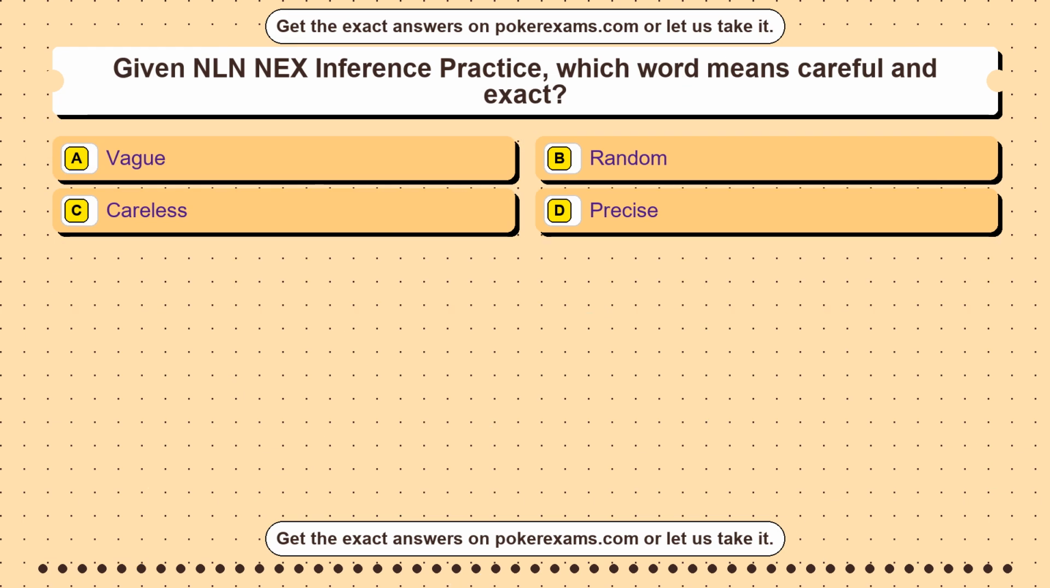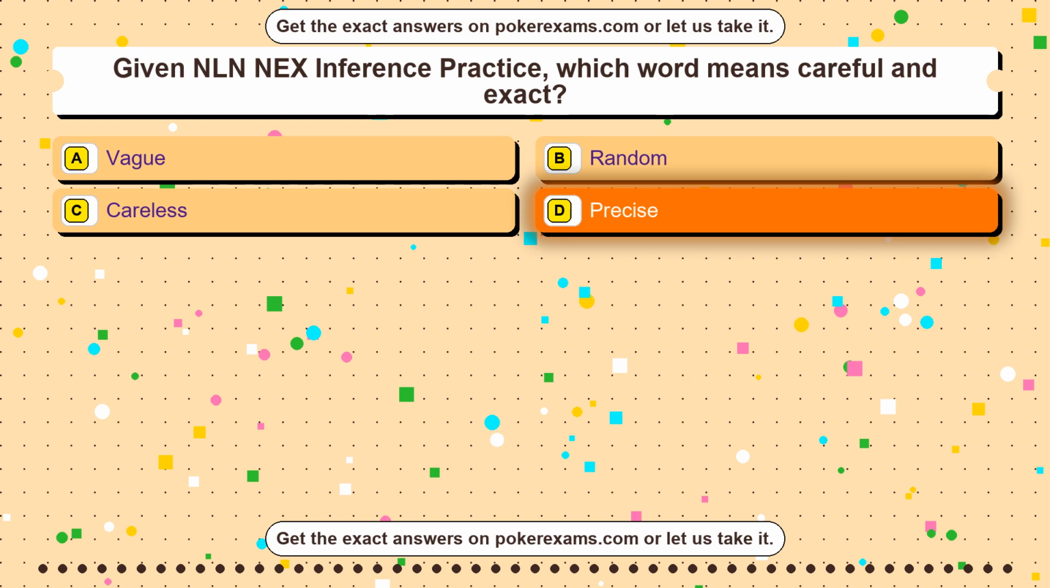Question 18. Given GED graphs and data practice, which graph is best for showing change over time? Option A, pie chart. Option B, map. Option C, Venn diagram. Option D, line graph. The correct answer is option D.